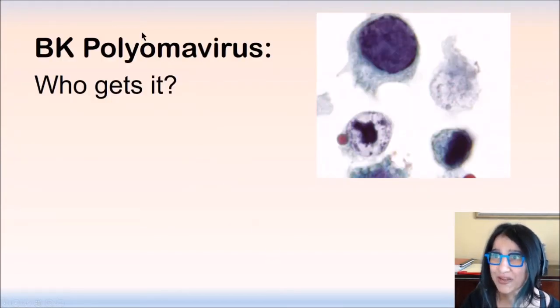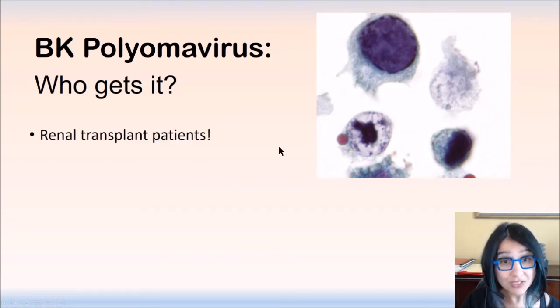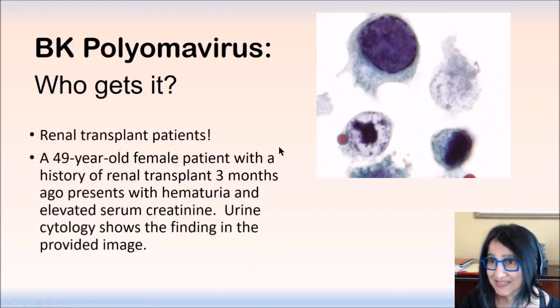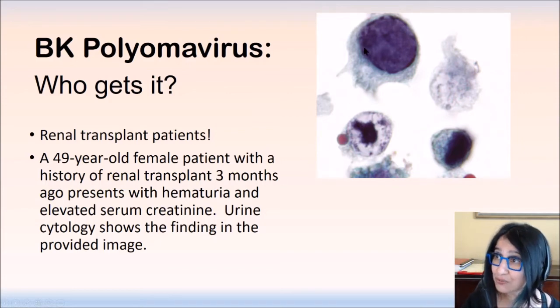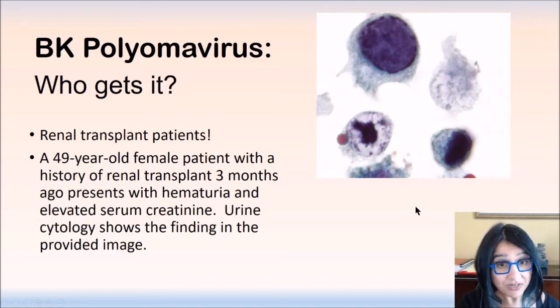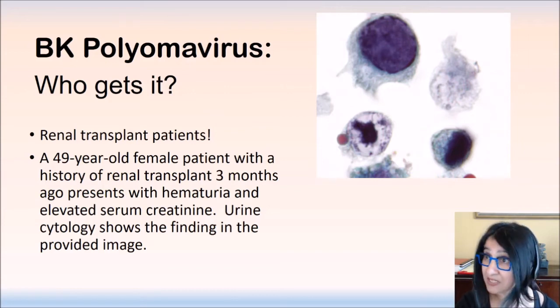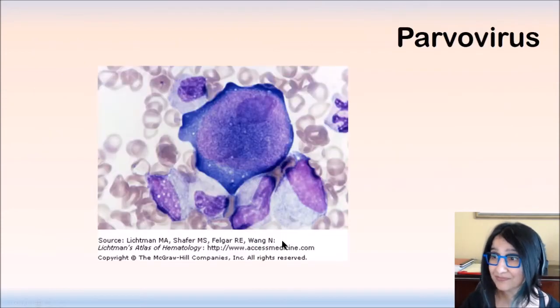So again, who gets polyomavirus? Renal transplant patients. So a classic description would be a 49-year-old female patient with a renal transplant 3 months ago, presents with hematuria and an elevated serum creatinine. Urine cytology shows this finding. This is important because if we see this, we might realize that the patient needs a lower dose of immunosuppressive therapy so that the body can naturally fight off this polyomavirus, or putting them on an antiviral that might be effective against polyomavirus. This is why recognizing it is so important.